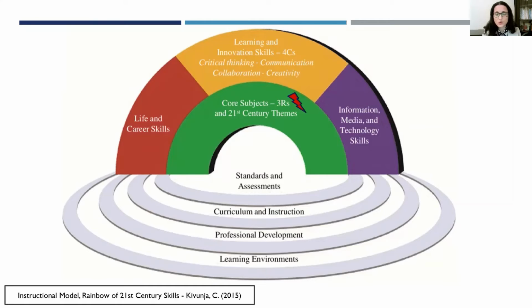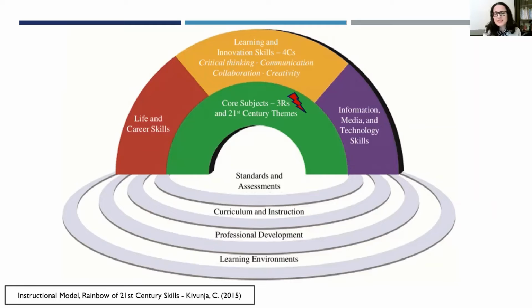We know that, and to all the core content, the 4 C's are this bridge that can help those learning skills be more solidified in our learning process. But here in this model, you can see from one side is the life and career skills, which is very important. And on the other side, information, media, and technology skills, because we know now that without technology, even the 3 R's are not helpful anymore without technology and digitalization.